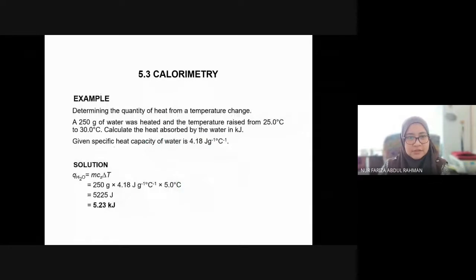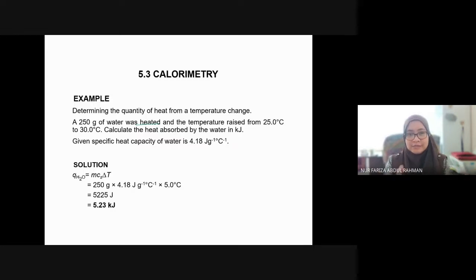Another example: the quantity of heat from a temperature change. So 250 gram of water was heated, and the temperature raised from 25 degrees Celsius to 30 degrees Celsius. Let's determine the type of process for the water absorbing the heat. This is an endothermic process. You must determine that first, because later when you calculate heat, it is either negative or positive. If it is an endothermic process but in your calculation you get negative, that is wrong. How can you get negative when the process is endothermic? Once you determine it is endothermic, mathematically you should support the endothermic process.